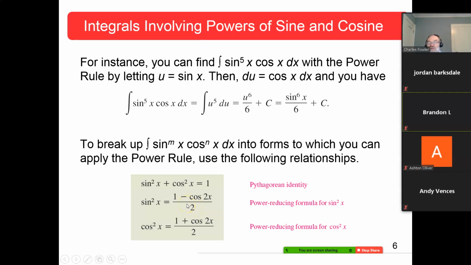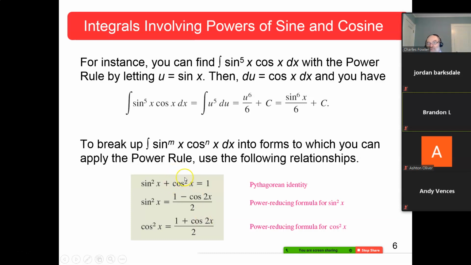This reduced a sine squared to a cosine to the first power. It's way easier to integrate something to the first power than it is a square. So this was basically a power reducing formula for sine squared. Same thing here, cosine squared is 1 plus cosine 2x over 2. The power reducing formula from cosine squared to cosine to the first power here. Those three we're going to use a lot.